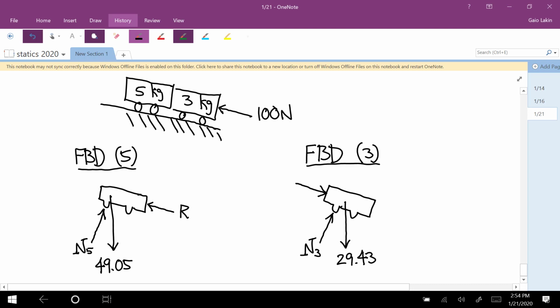And do we know the magnitude of that force? Oh, well, there's also 100, but that's not the one I'm talking about. Do we know the magnitude of this contact force? It's equal and opposite, so this is also R. That's Newton's third law. Any questions about that?